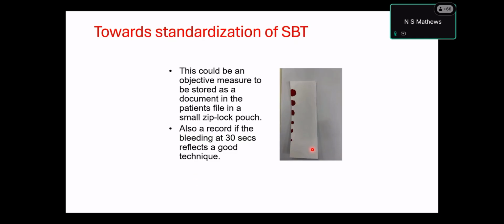So we are using this now, and the skin bleeding time can be an objective measure. You can actually store the filter papers for the patient in a Ziploc file for future reference. It serves as a record. This is a good test, provided your bleeding at the 30-second time point is good and you have good welling up of blood, then it is actually a good test.